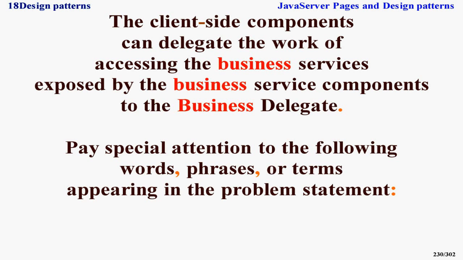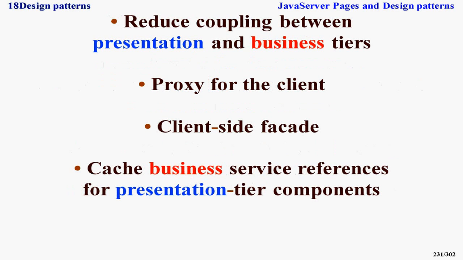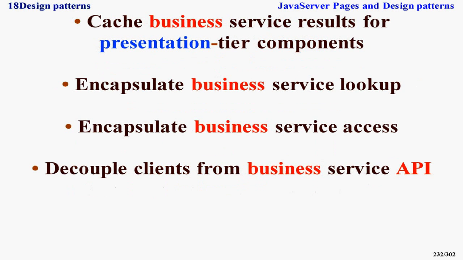To identify the business delegate, pay special attention to the following words, phrases, or terms appearing in the problem statement. Reduce coupling between presentation and business tiers. Proxy for the client. Client-side facade. Cache business service references for presentation tier components. Cache business service results for presentation tier components. Encapsulate business service lookup. Encapsulate business service access. Decouple clients from business service API.